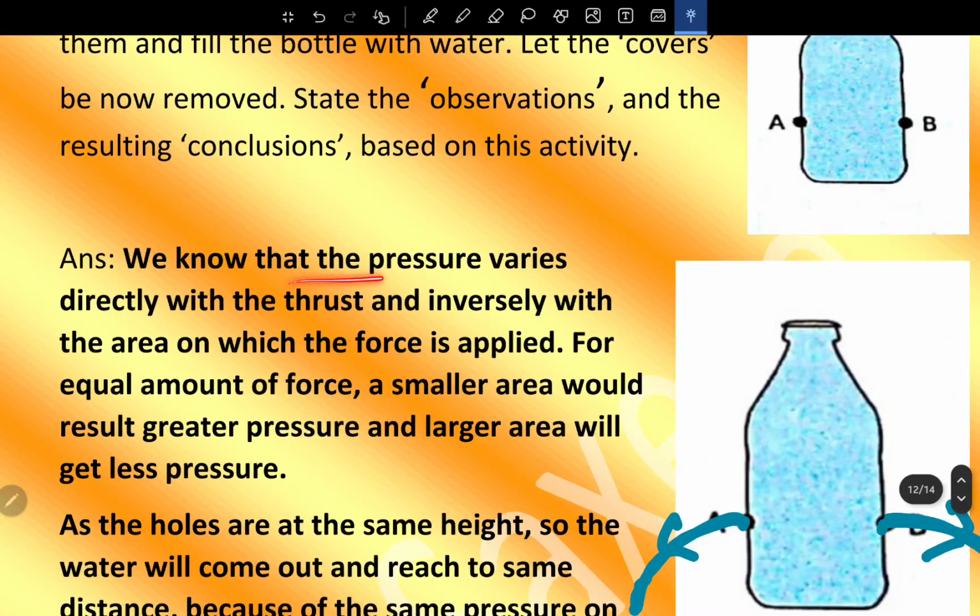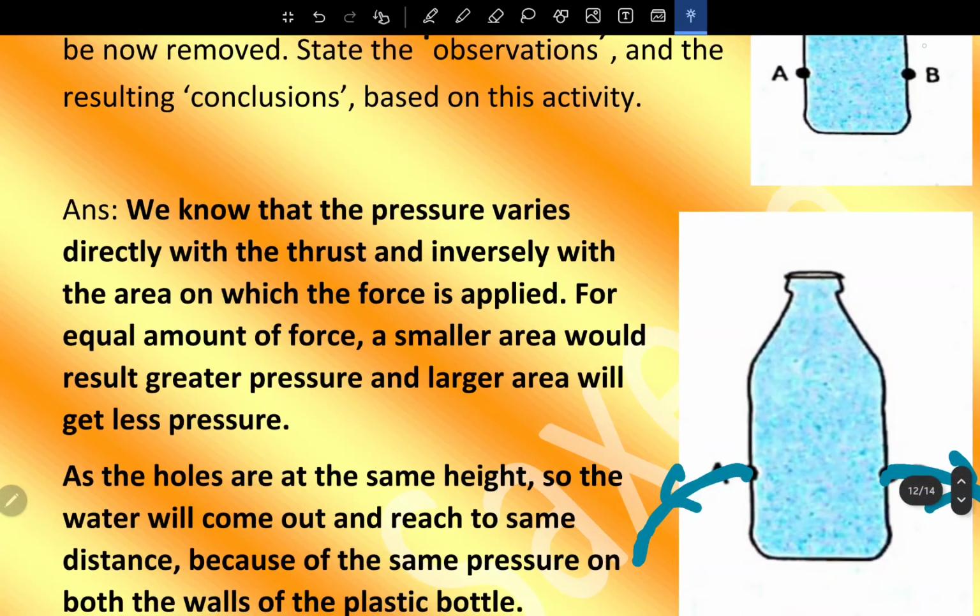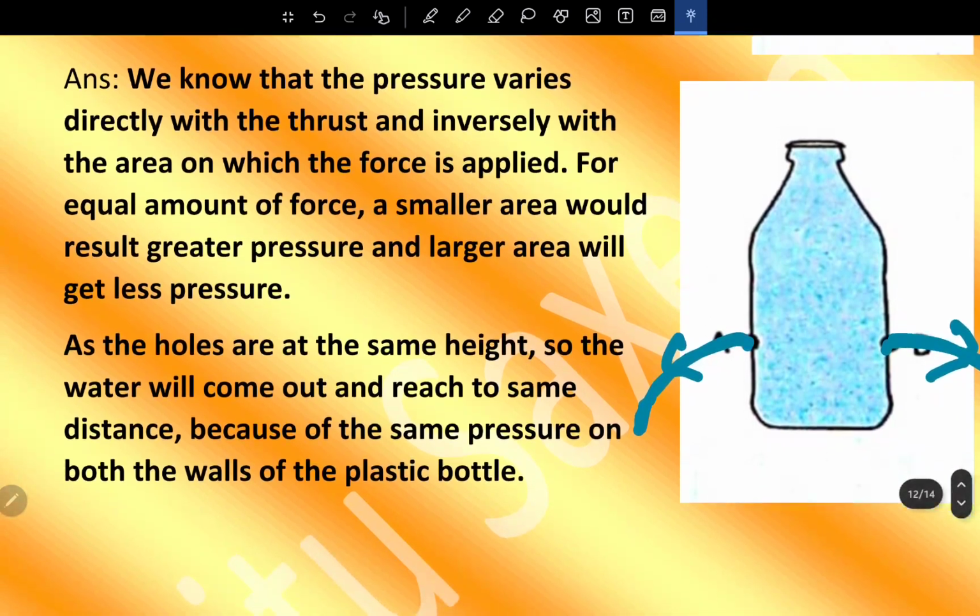So we know that pressure varies directly with the thrust and inversely with the area on which the force is applied. For an equal amount of force, a smaller area results in greater pressure and a larger area gets less pressure. As we see, the holes are at the same height, so the water will come out and reach the same distance because of the same pressure on both walls of the plastic bottle.